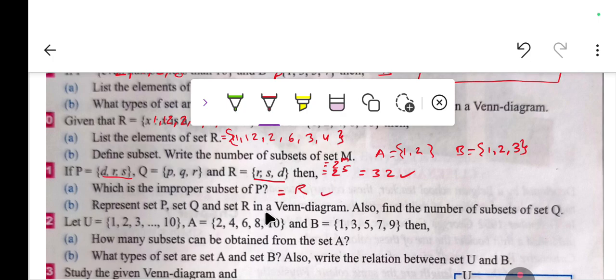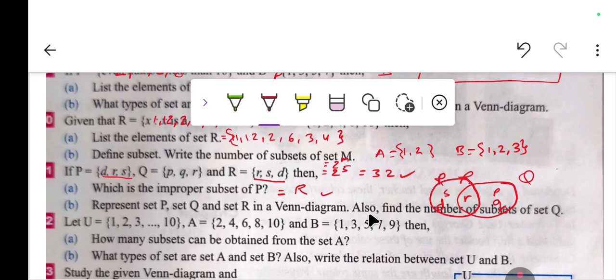Represent P, Q and R in the Venn diagram. We can represent it. It's very easy. The two sets are the same, so for R and P, only one circle can be made. This is R also and P also. Another set Q is over there and it is overlapping because they have a common element, R. After R, what is left? S and D in set R and P, and in Q, P and Q are left. This is how it is made.